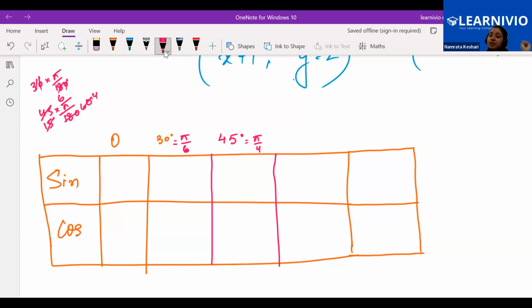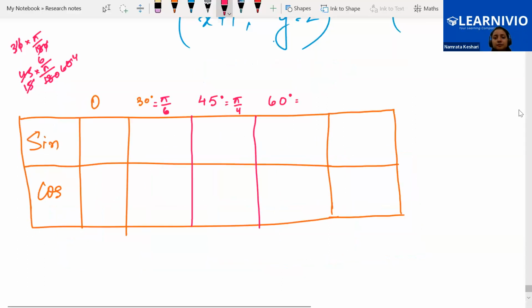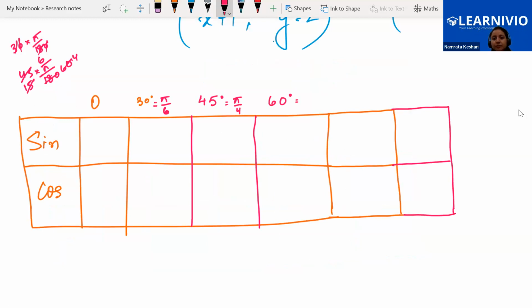Then in our previous table, it was 60 degree. 60 degree means what, Ali and Alina? Please tell me quickly. You already know this, right? Tell me. Pi by 3. 90 degree, pi by 2.